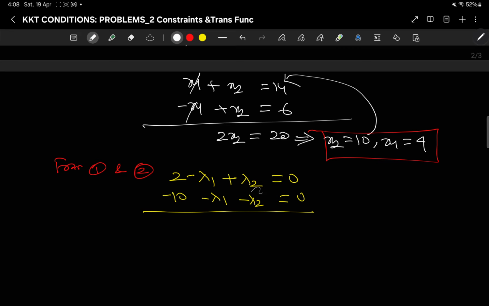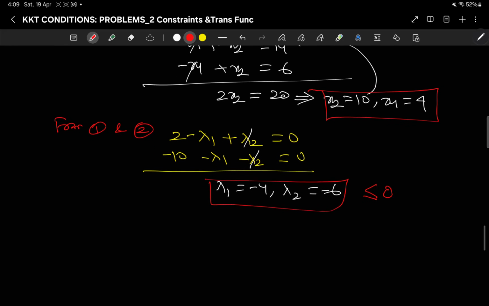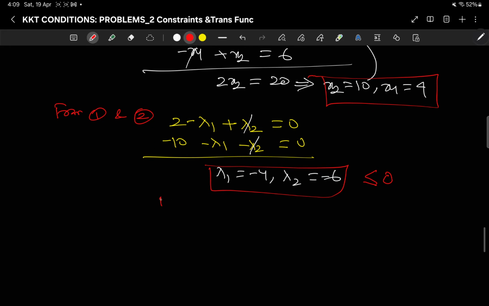Simply if you add it, what will you get? Here lambda 1 is equal to minus 4, lambda 2 is equal to minus 6. So what do we conclude here? Lambda 1 and lambda 2 we are getting negative, right? So condition 7 fails. So we reject this case.